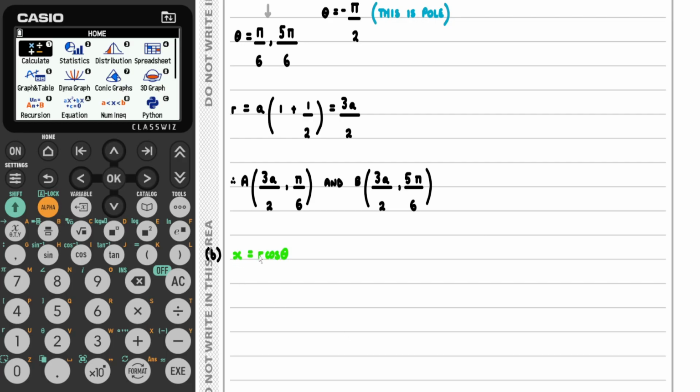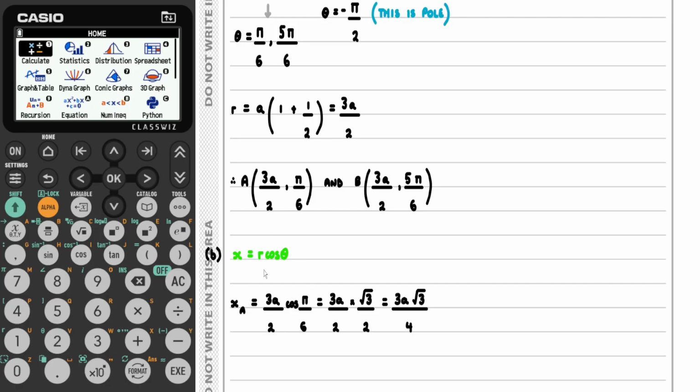We know that x is equal to r cos theta. So if I find out what xA is, that will be r, which is 3a over 2, times cos theta, so we multiply this by cos of pi over 6. So I've got 3a over 2 times root 3 over 2, which is 3a root 3 over 4.